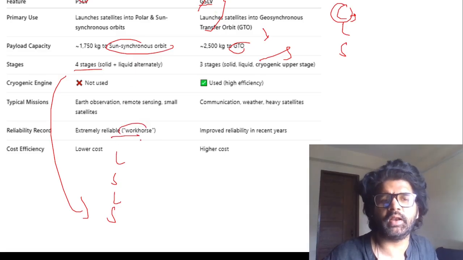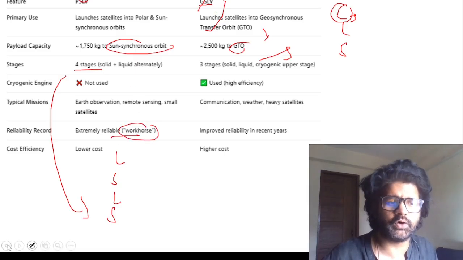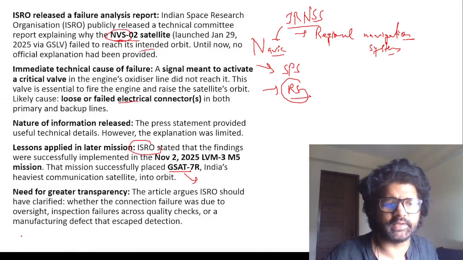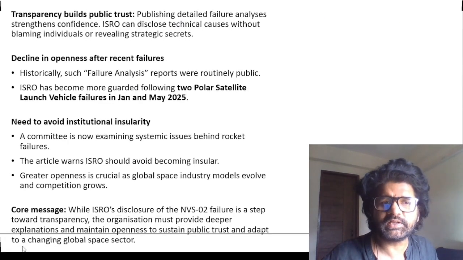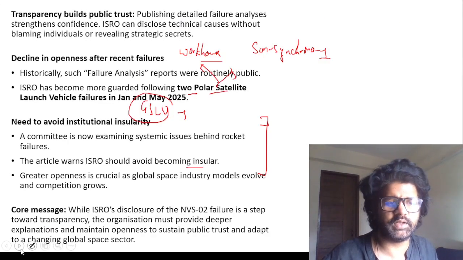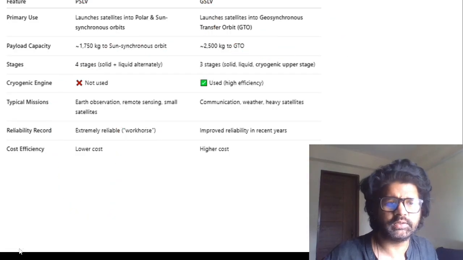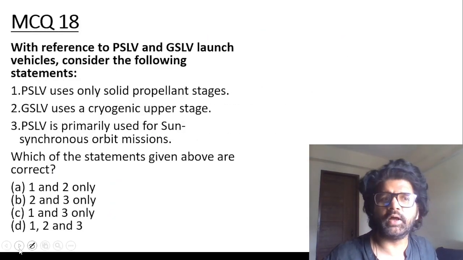PSLV was extremely reliable. It is our workhorse, and that's why it's surprising why and how PSLVs are failing. That is the thing which is surprising us. So let's see things settle down.